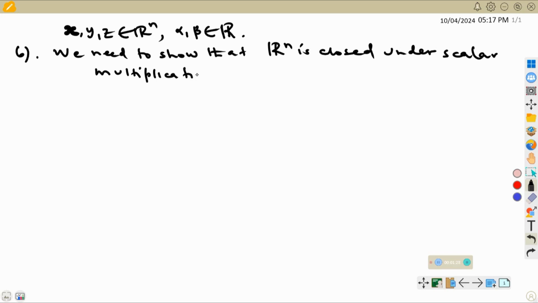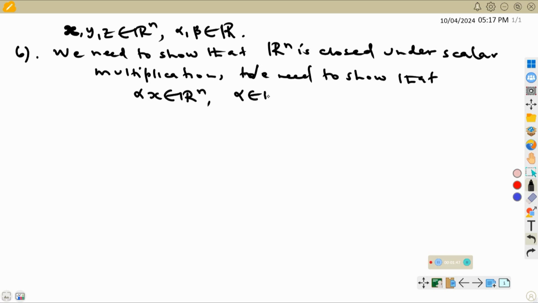And for that case, we need to show that alpha times x is an element in R to power n. As alpha is an element of R, and we are picking x from R to power n. So we also need to show that this one is an element of R to power n.